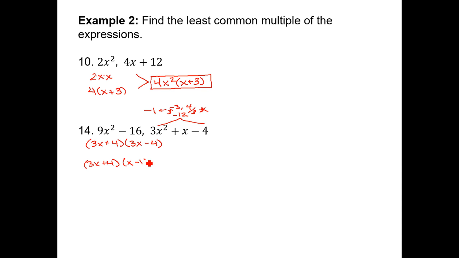X minus 1. All right, so now, what's our least common multiple? Well, when I look at both these together, I've got a 3x plus 4 factor, and both of them have that. I've got a 3x minus 4 factor, and then the bottom one had an x minus 1 factor, so I need to multiply that in. Least common multiple. There we go.